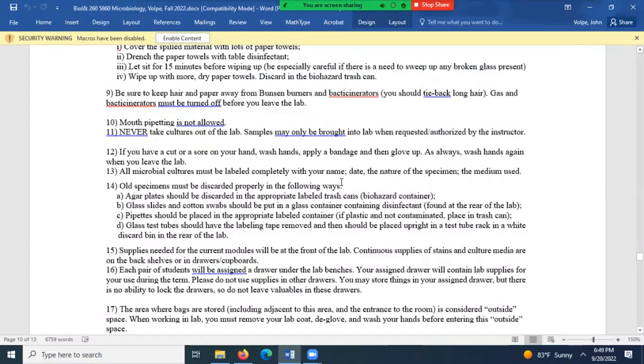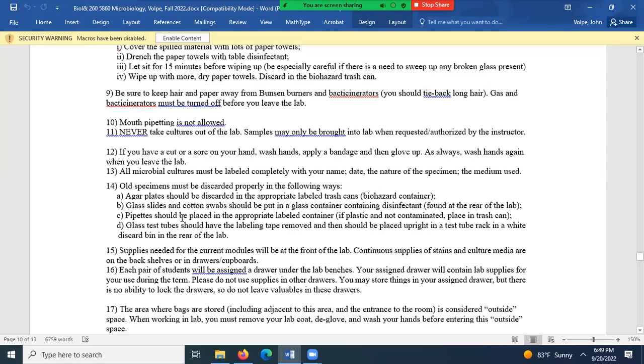All microbial cultures must be completely labeled with your name, the date, the nature of the specimen, and the medium used. And it's optional to put the temperature grown on. Bacterial specimens must be discarded properly in the following ways. An agar plate will have a petri dish made out of plastic to put it in the biohazard container.